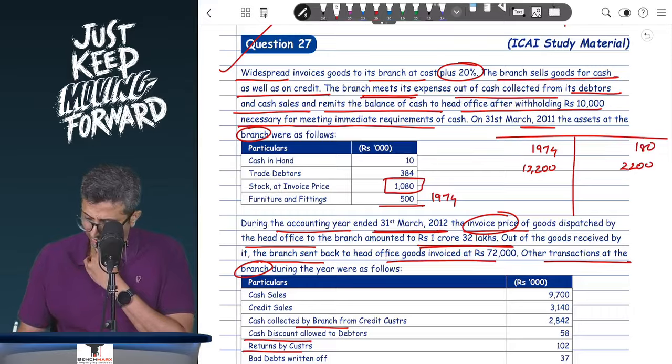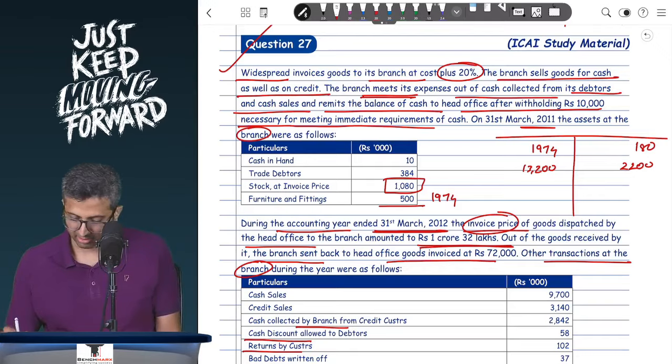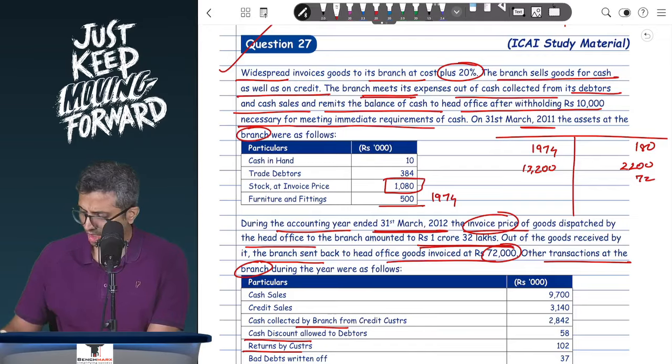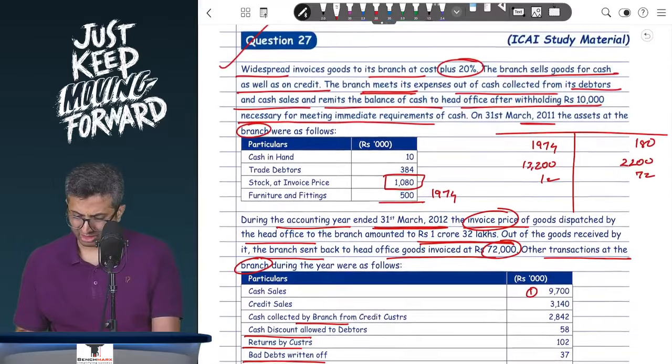Then you will have what? Out of the goods received by it, the branch sent back goods invoiced at 72,000. So on the 72,000 the loading is 72 divided by 120 into 20. I think 12,000 of loading will also be reversed, if I am not wrong. The other transactions in the branch were as follows: cash sales, this is one. Other than that, credit sales, this will go into the debtors account. Cash discount, returns, bad debts, expense. Are you being given the closing debtors anywhere?